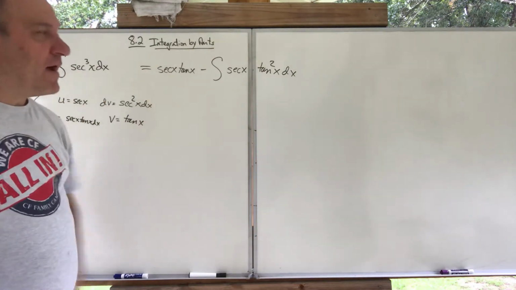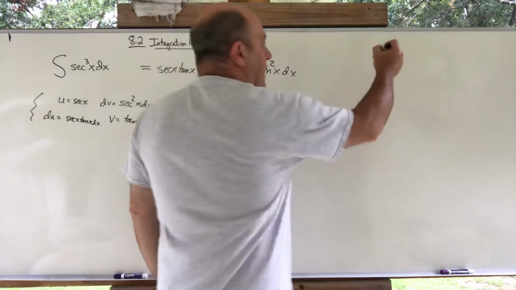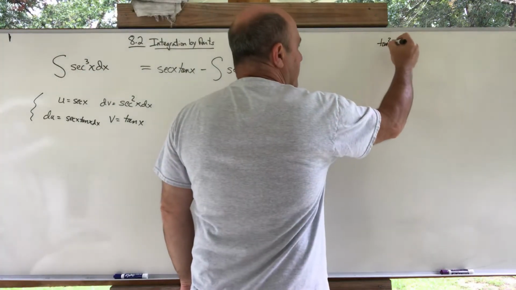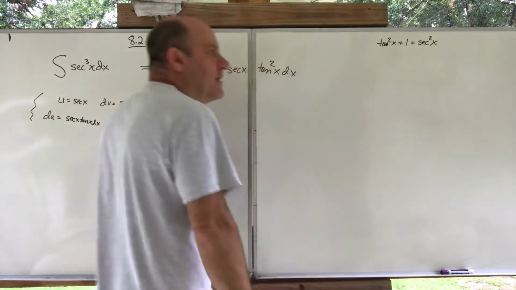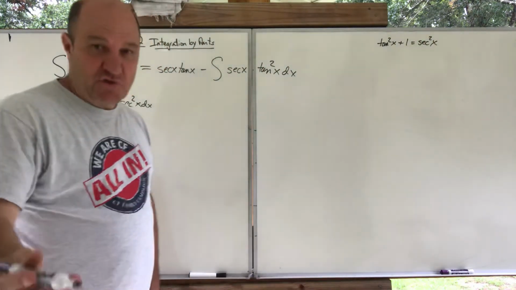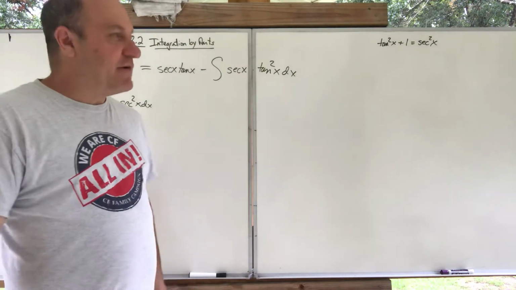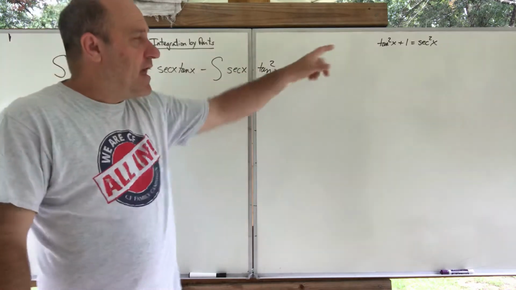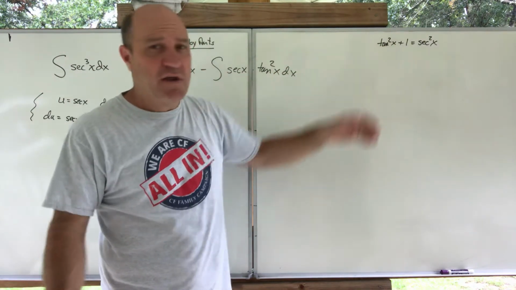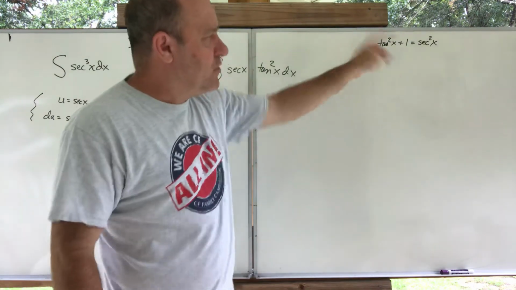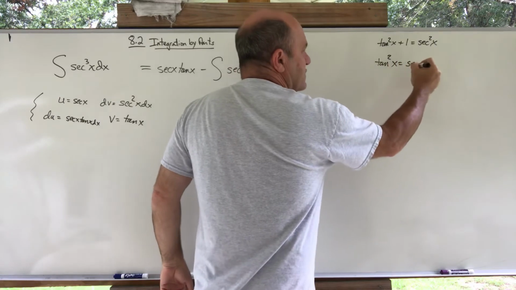And I remember an identity. Some identities are going to be useful in this chapter. And one of them is tangent squared plus 1 is secant squared. So that's an identity I have memorized. You should memorize it. It's useful, like I said, occasionally, especially a little later in this chapter, but it's useful right here. And when you memorize this identity, tangent squared plus 1 is secant squared, you can manipulate it. You can move the 1 over, and tangent squared is secant squared minus 1.